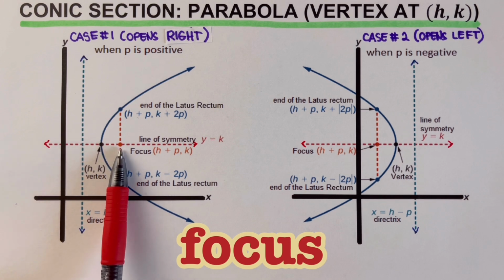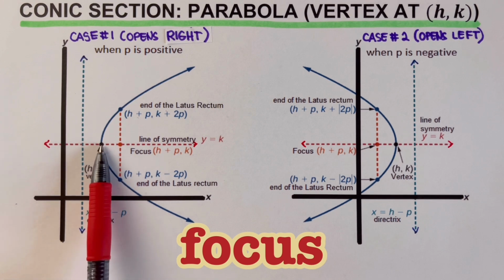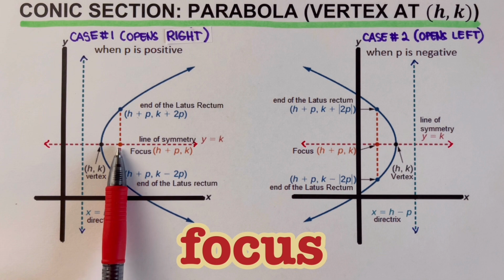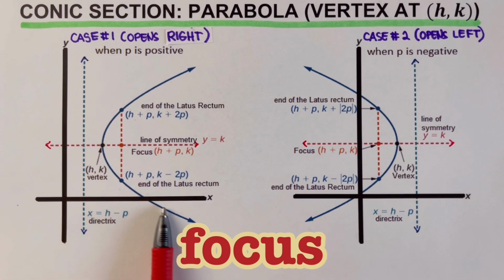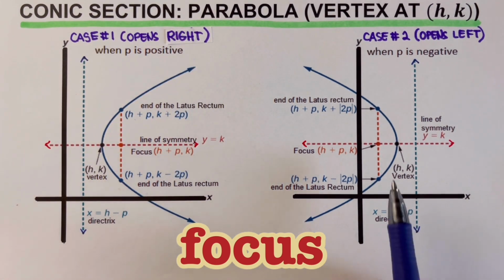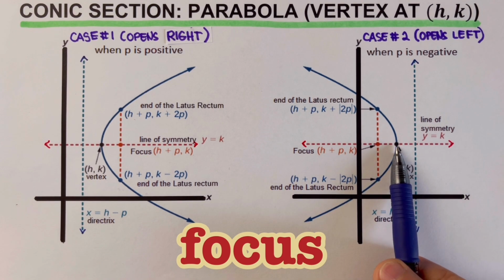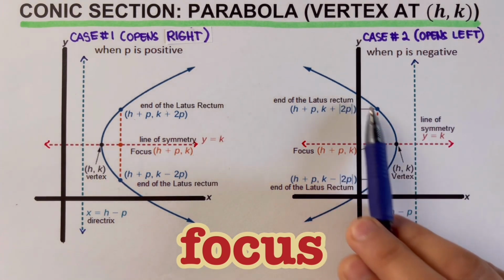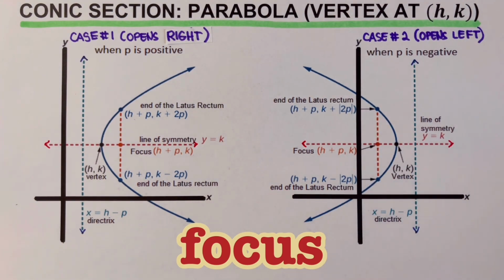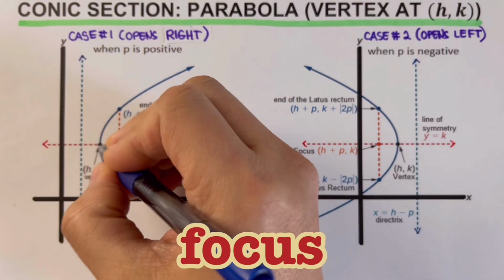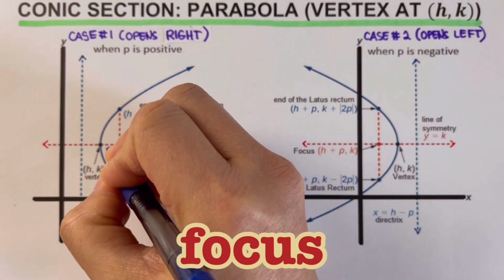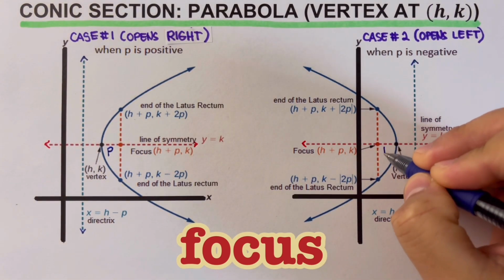If the focus is located to the right of the vertex, that means that the parabola will open to the right. On the other hand, if the focus is to the left of the vertex, then the parabola opens to the left. We also remember that the distance from the focus to the vertex is represented as p. And this is also p right here.